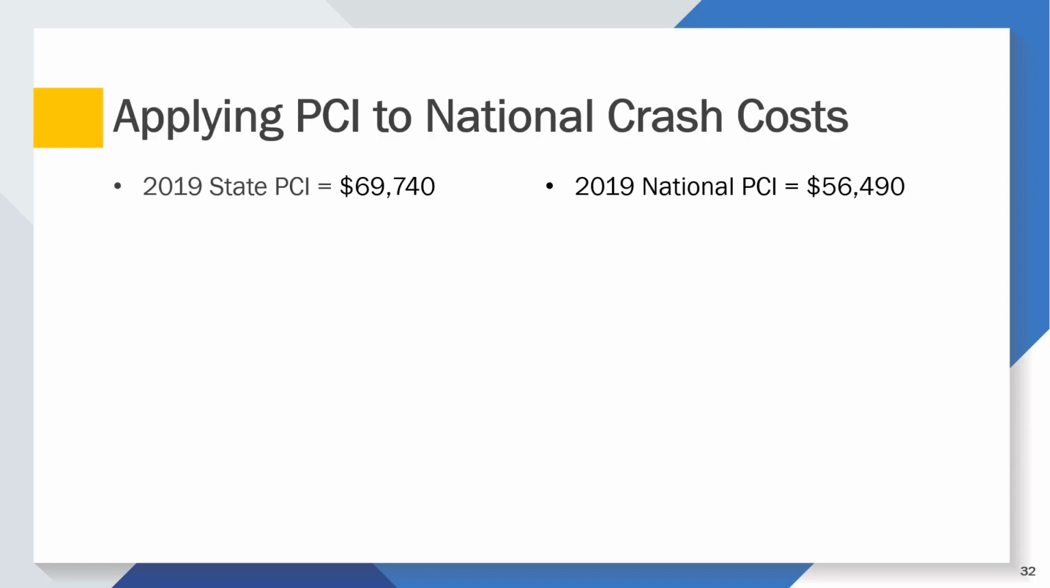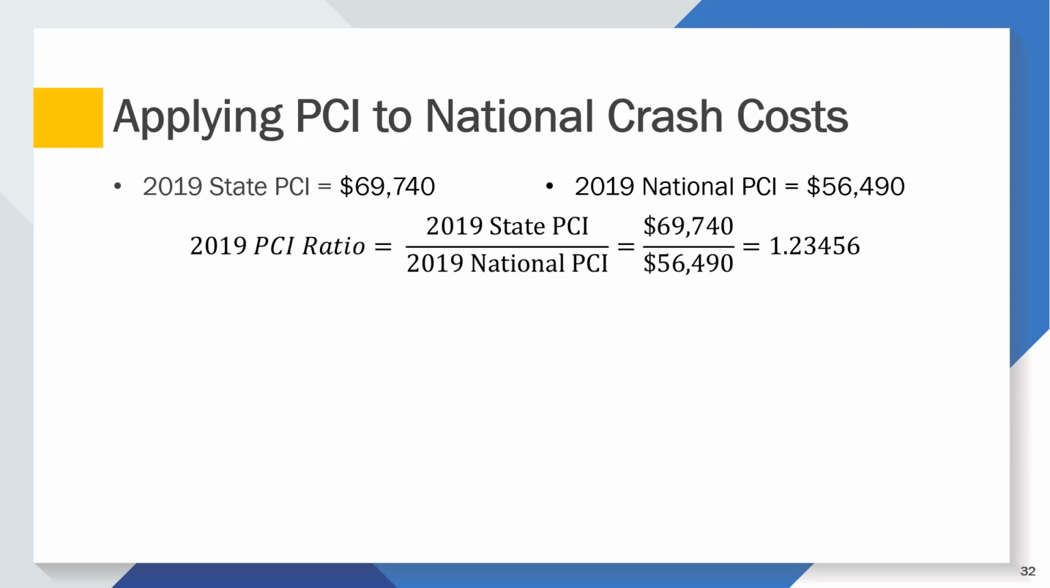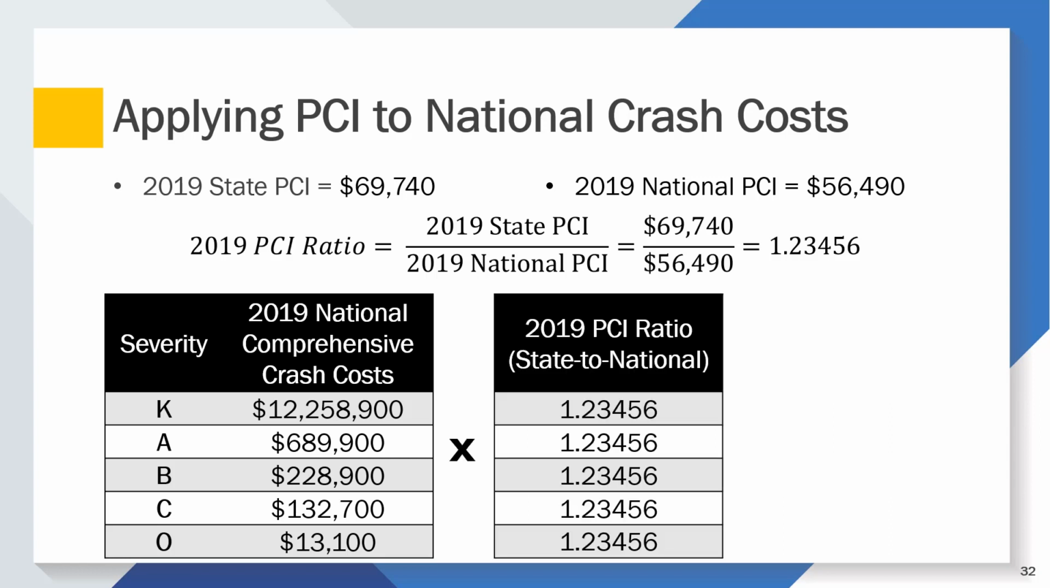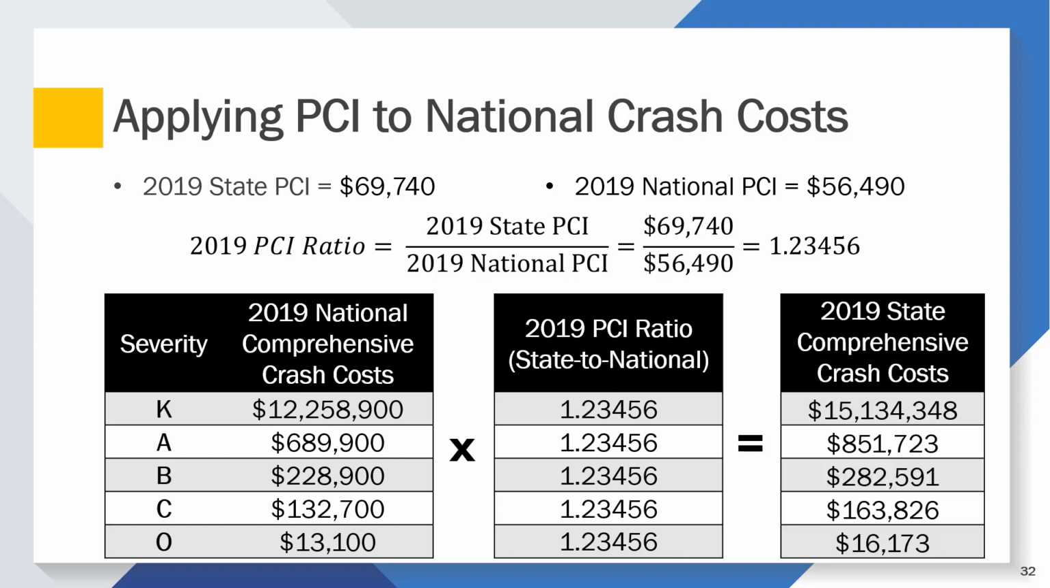This example illustrates the crash cost adjustment process for a hypothetical state with a PCI of $69,740 in 2019. The national average PCI was $56,490 in the same year. The PCI ratio for 2019 is the state PCI divided by the national average PCI, yielding a PCI ratio of 1.23456. This table shows the 2019 national comprehensive crash costs. You would multiply each national cost by that ratio to make the adjustment. This method is applicable to all crash costs and their components.